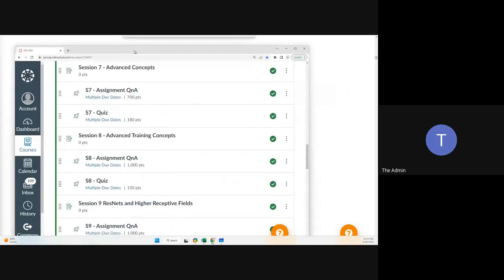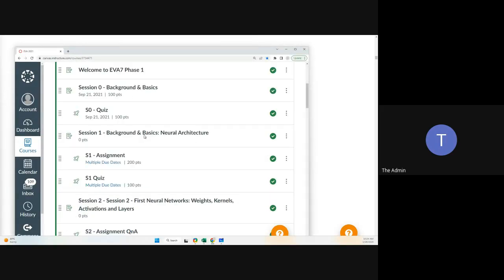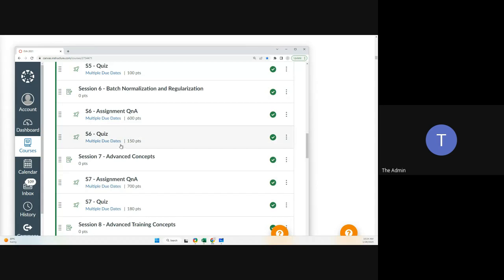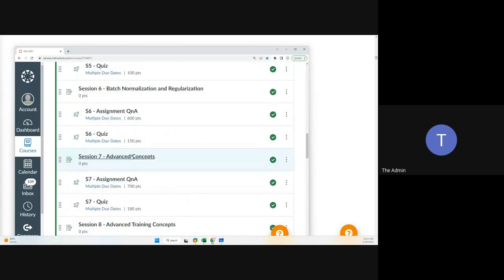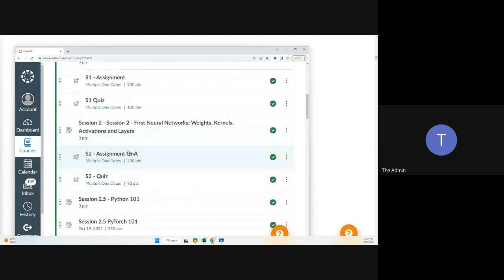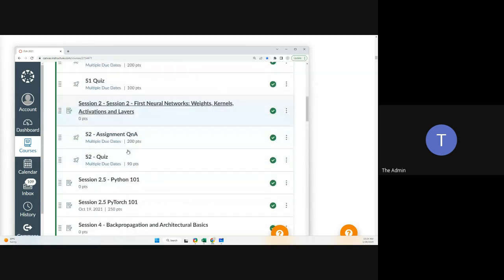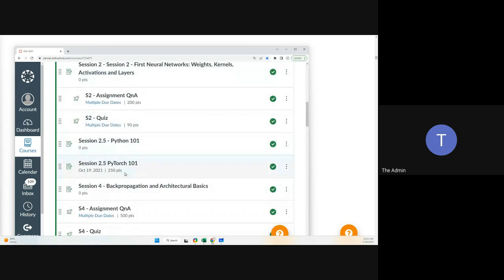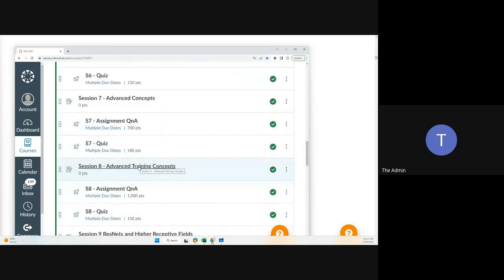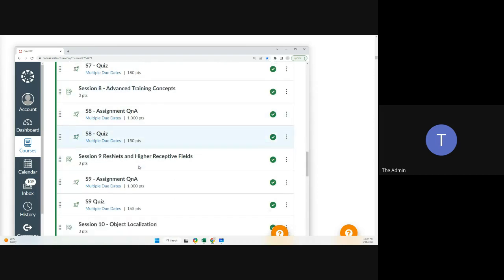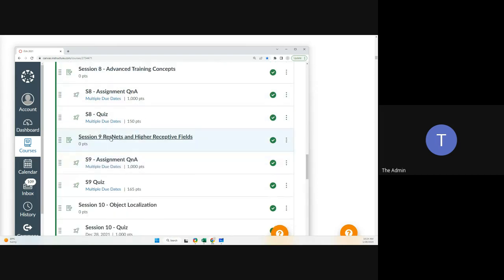So this is how our sessions will look. This is the last day model. Right now we are on our 6th session, which was the 7th session here. I think we jumped one here, that's fine. The next session is going to be advanced training concepts, where we'll cover LR and other learning rates. And then the 8th session for us is going to be high receptive field.